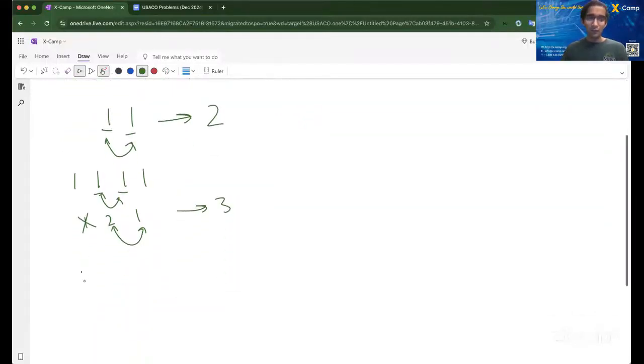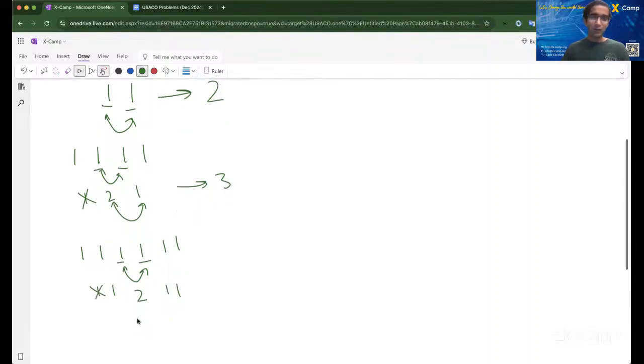Then we can look at 6 1s. Bessie can merge these together, and it will become 1, 1, 2, 1, 1. Then Elsie may take something on the edge, and Bessie can merge 2 of them together, so it'll become 1, 3, 1. Then Elsie may take this, and Bessie will merge this. So this gives 4.